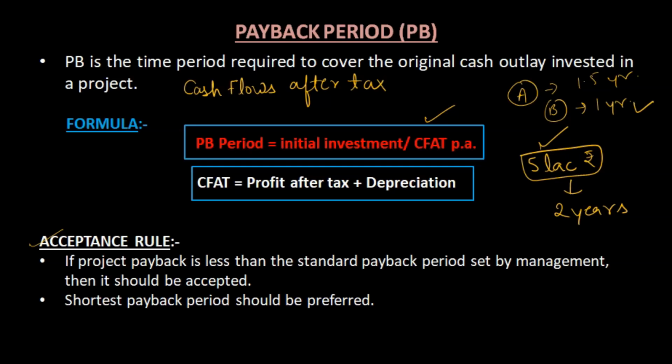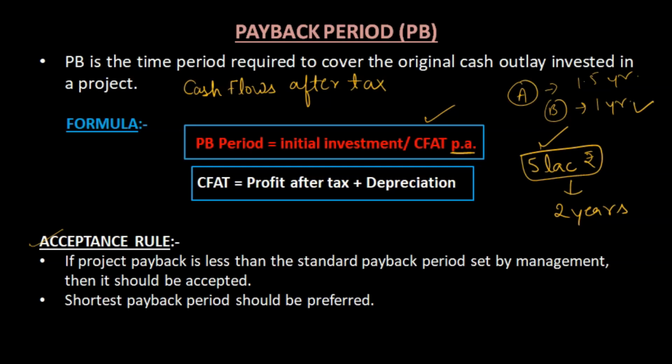Okay. But if it is not given, and one more important thing, they are giving CFAT per annum. That means through this formula you can find out the payback period when you will have the same cash flows every year.